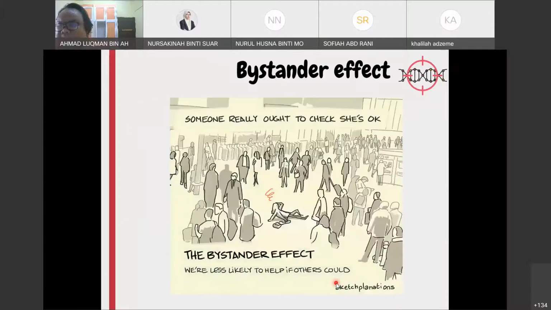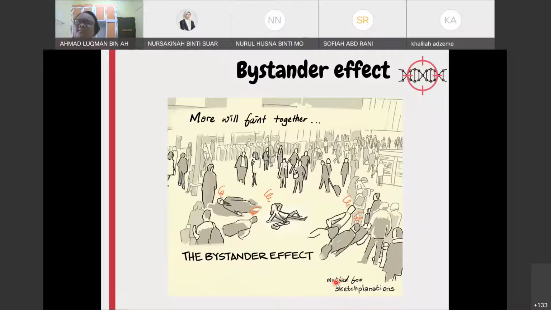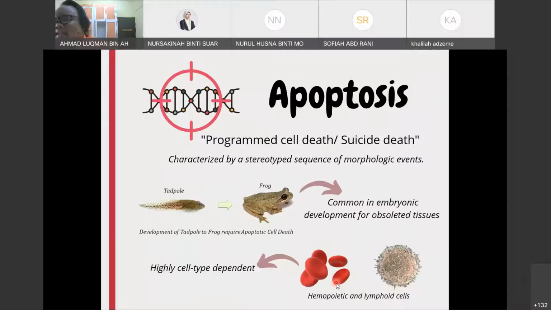Moving on. This is, for example, the social aspect. The person in the middle is dizzy, and then more will faint together. Like, oh no, I'm dizzy, but then everybody around here says, oh, I'm dizzy as well. Something like that. So moving on, the next mechanism is apoptosis.